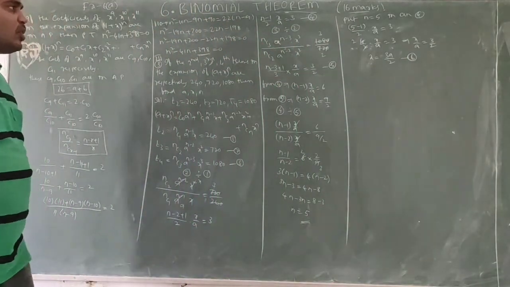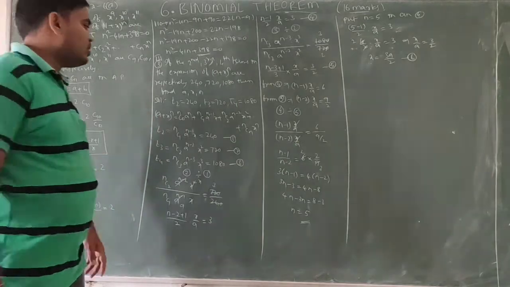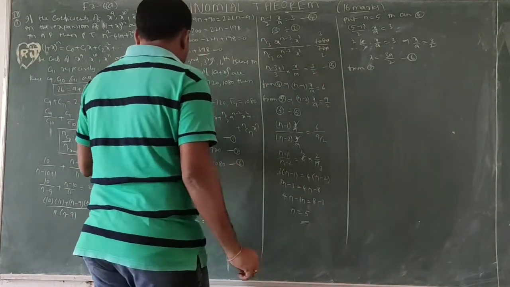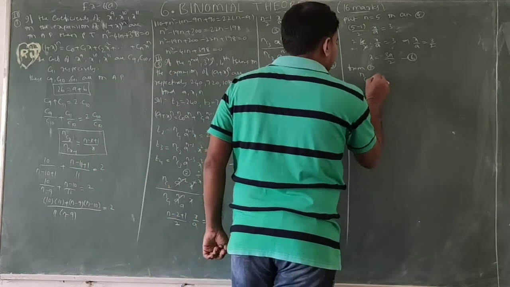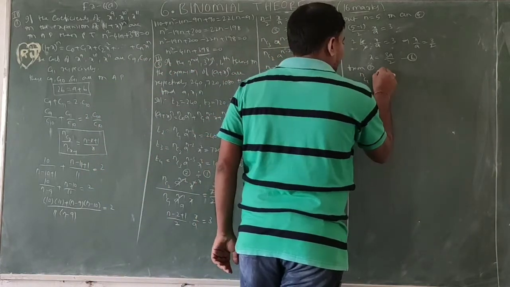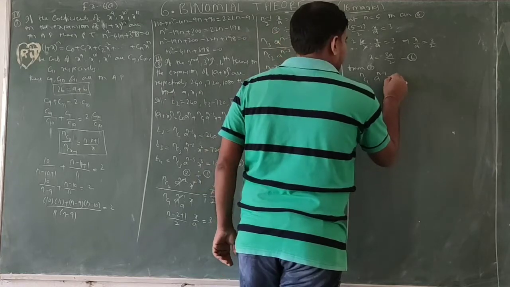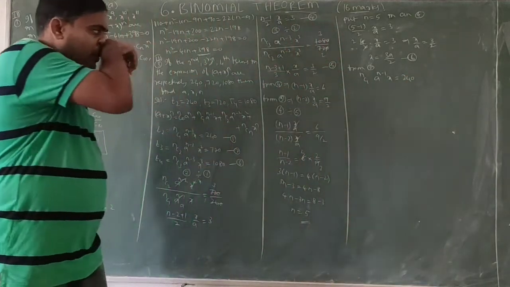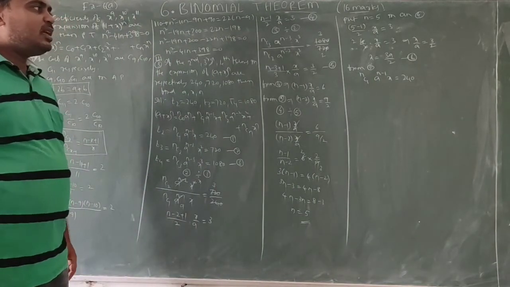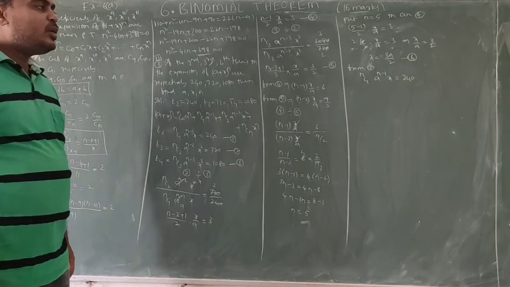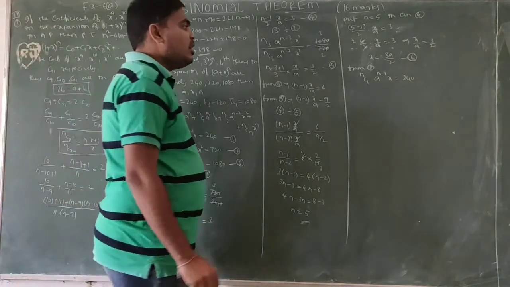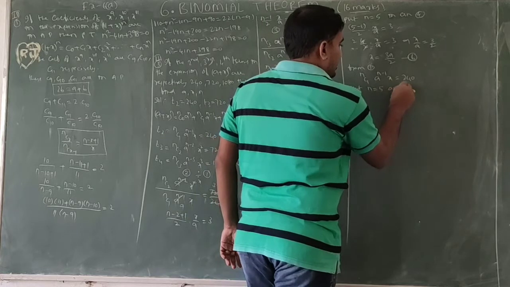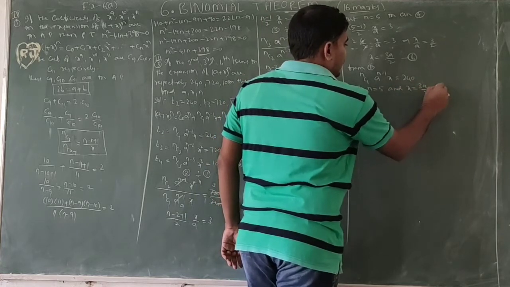Now I want to take equation 1. The equation is NC1 a power n minus 1 x equal to 240. So I am taking equation 1, NC1 a power n minus 1 into x equal to 240, simply. So put n equal to 5 and x equal to 3a by 2 in the above.